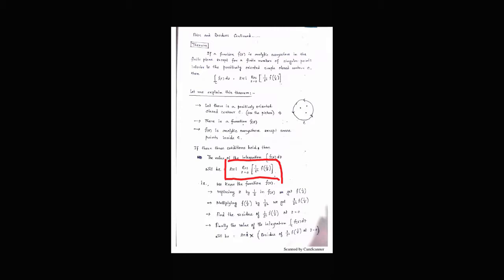Okay, there are three persons. I am admitting them. Now, there is a function 1 by z square into f of 1 by z. How do we get this function? We need this function, and then we have to find the residue of this function at the point z equal to 0. So how can the function be found?